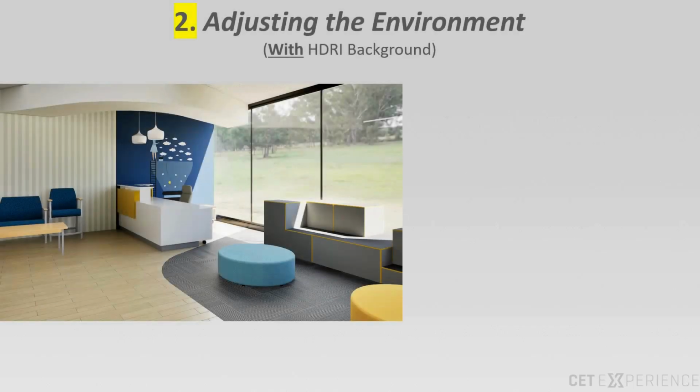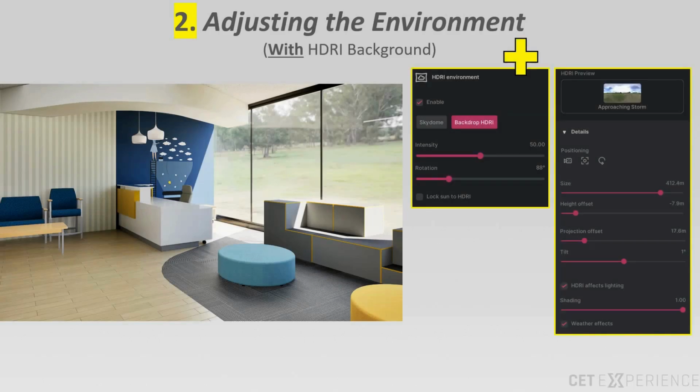Next, for this rendering with an HDRI background, I used the same global light settings from the first example, then enabled the HDRI environment. I used backdrop HDRI for this and will show you later its difference with Sky Dome. The intensity and rotation values are up to you as they can be tricky depending on your choice of HDRI background. You also notice that lock sun to HDRI is not enabled because I prefer the sun to stay where it was according to my adjustments in the global lighting. However, if you want the sun to move with your background as you rotate, you can enable this feature.